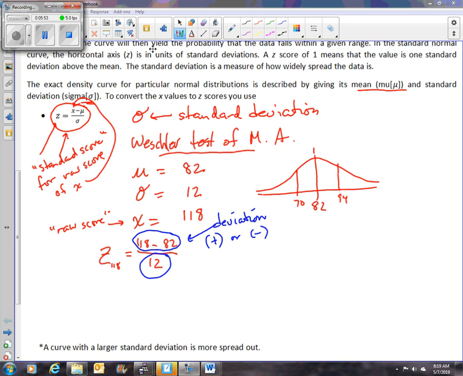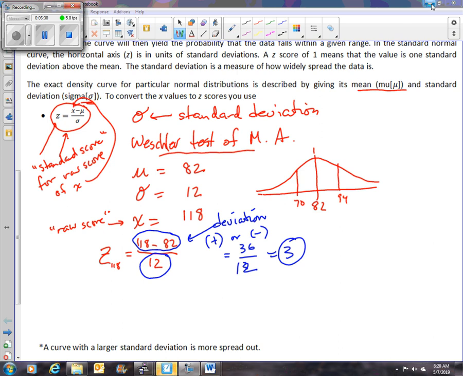And this is also a z-score, because z, remember, the units were standard deviations, and so we call the z-score its standard score. Now, if you look at this, 118 minus 82 is 36, and 36 divided by 12 is 3. So Joanna's score of 118 was 3 standard deviations above the mean, or her standard score was a score of 3.